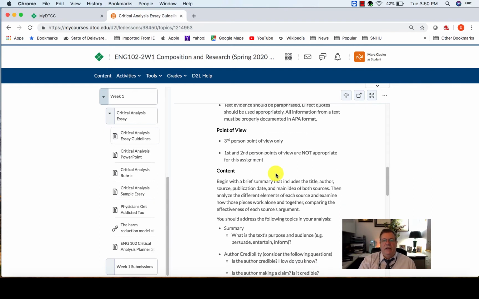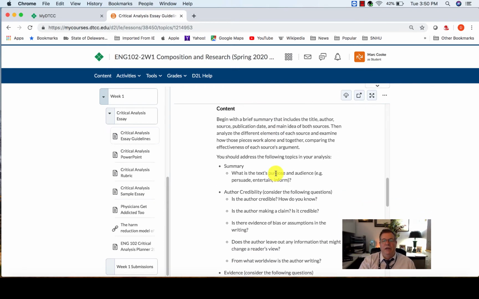So in terms of the content, you are going to begin with a brief summary that includes the title, the author, source, publication date, and the main idea of both sources. So this is a little bit trickier. This is something a little bit different than you might have done in the past. Because we're using the article and the TED Talk, you do have to address both of those in the introductory paragraph with your summary. So you're summarizing both, and I'll show you probably the best way to approach this essay in a minute. We'll look at the sample together.